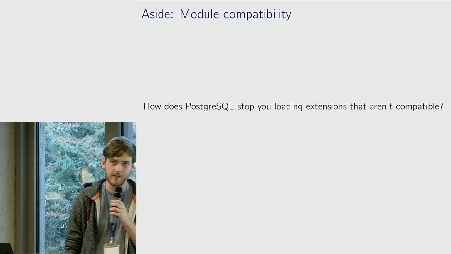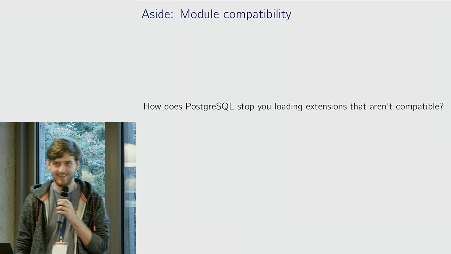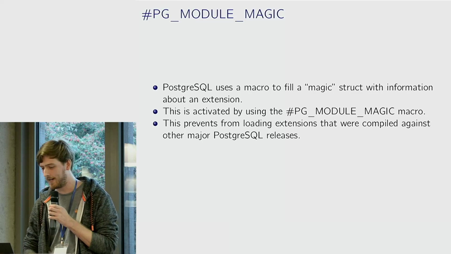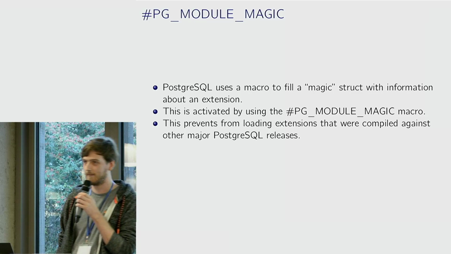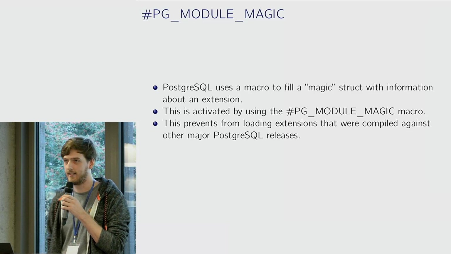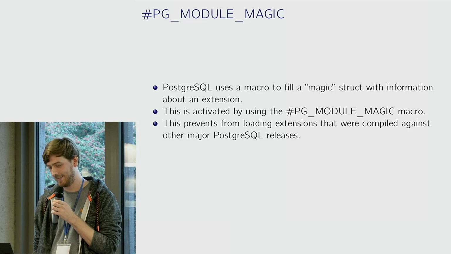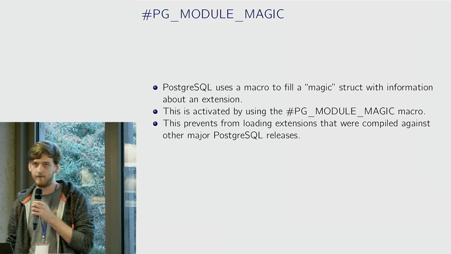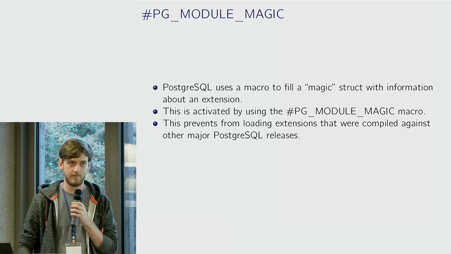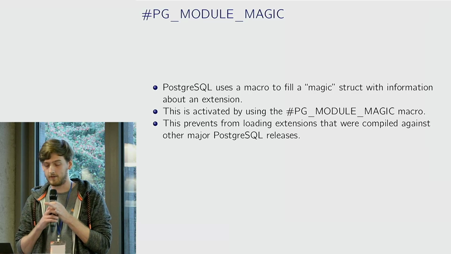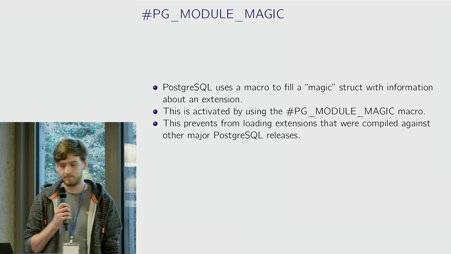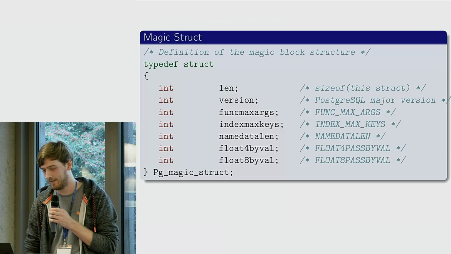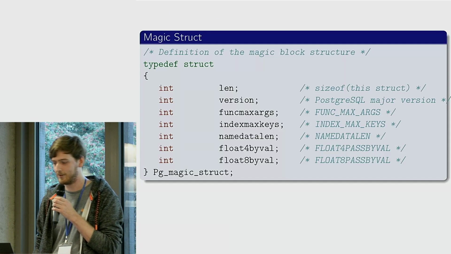So, okay, digression into how Postgres works. I'm just going to talk briefly about how it stops you from loading modules that aren't compatible. And that's called PG_MODULE_MAGIC, which I like to think of as a hashtag rather than a macro. So essentially there's a magic struct that it uses. You just add ifdef PG_MODULE_MAGIC, add it to your build, sorry, to your C extension. And basically this just stops you from loading your extension dynamically if it's incompatible. So this is what the magic struct looks like if you're interested.